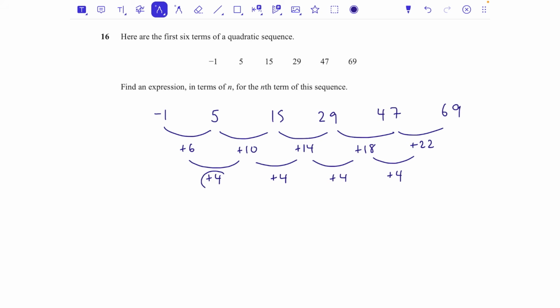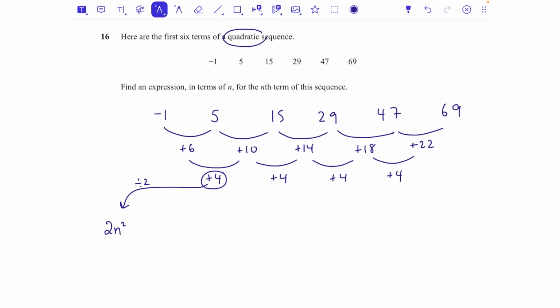Whatever that value is, you're going to half it. So if it's 2, you'll half it and get 1. If it's 4, you'll half it and get 2. And that tells you the coefficient, the number in front of n squared. So I know that this sequence is n squared. They've told me it's a quadratic sequence. If we're having to go to that second difference, we know that it's going to be n squared. And in this case, because we're halving 4, we know it's 2n squared.